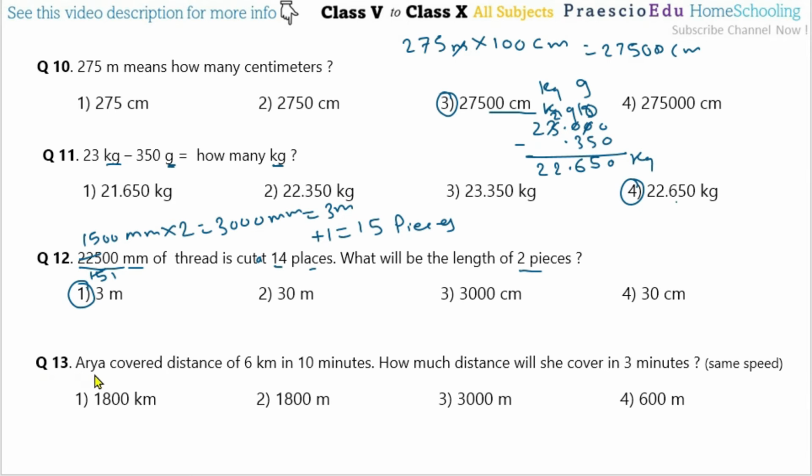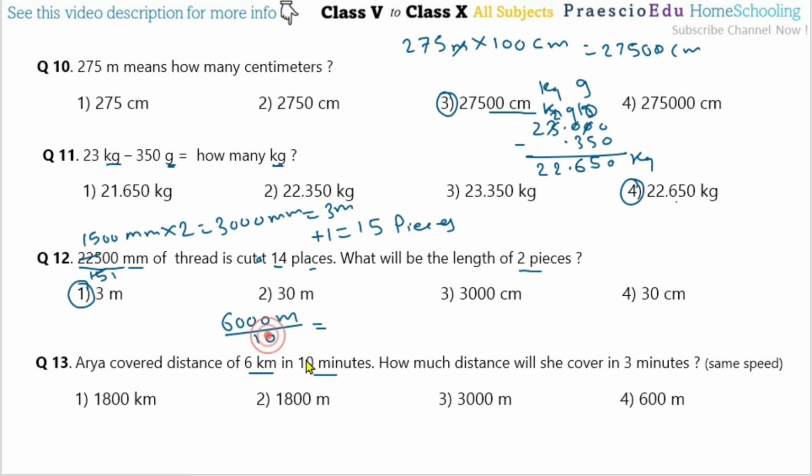Now question number 13, Arya covered a distance of 6 kilometer in 10 minutes. How much distance will she cover in 3 minutes? Now 6 kilometer means 6000 meter. Okay, so divided by 10, that will be the distance in 1 minute.